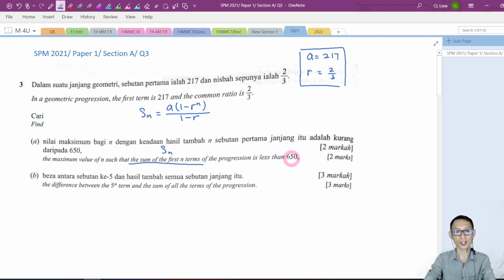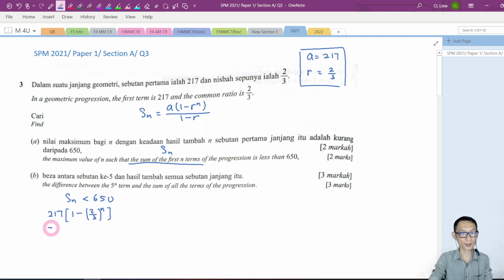Sn is less than 650. So what's the formula for Sn? I'm going to plug all the values into this formula. A is equal to 217, times 1 minus R power n. The R given here is 2 over 3, so be careful, you have to put a parenthesis here for the power n. Let me change this to the square bracket.